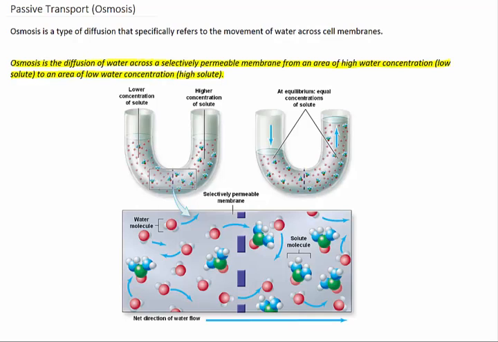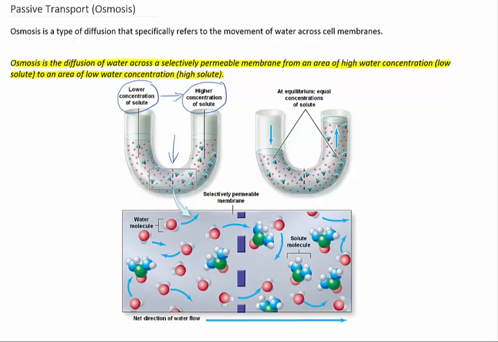This diagram illustrates how osmosis works. If you had a tube in the shape of a U like this, and you put a selectively permeable membrane in the middle of it, and on one side of the tube you had a lower concentration of solute dissolved in water, and on the other side you had a higher concentration of solute dissolved in water. The selectively permeable membrane only allows the water molecules to get through the membrane and not the solute molecules. The water molecules are going to want to move from an area of low concentration of solute to an area of high concentration of solute.